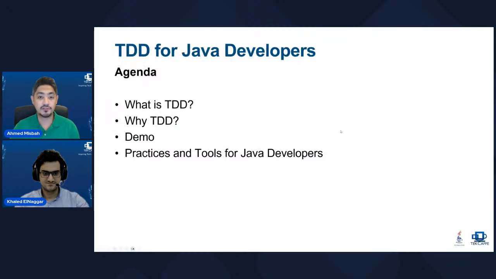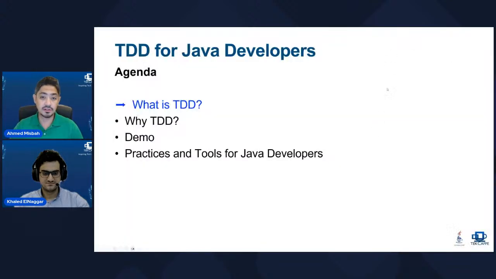So, what do we have prepared for you today? We're going to first introduce what test-driven development is. Then, we're going to talk about why TDD matters, why it is important, what are the expected benefits and return on investment from practicing test-driven development. Then, we have prepared the demo for you, applying the full TDD cycle using Java and JUnit. And then after that, we're going to be talking about some TDD practices and their corresponding tools in Java.